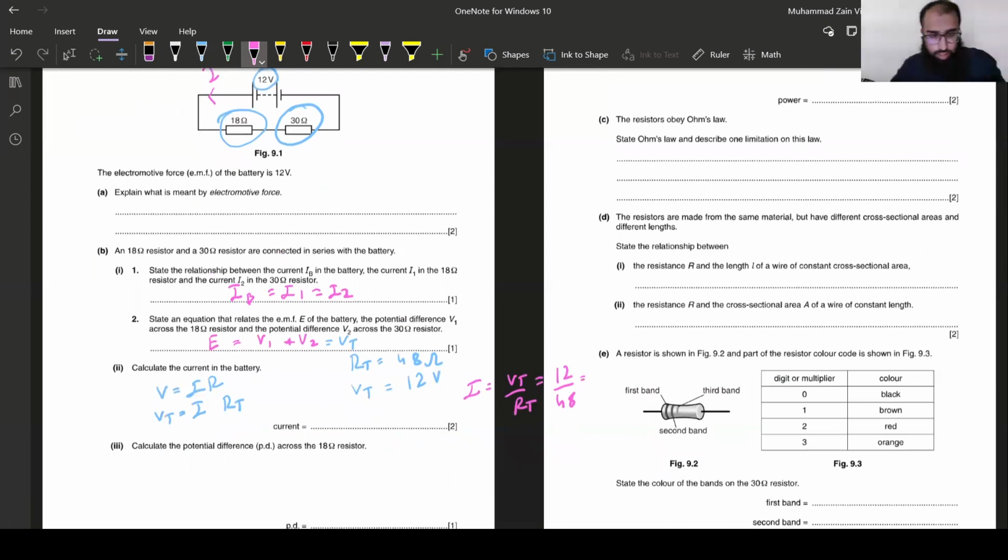Can someone tell me the answer? It would be 0.25 amperes. 0.25 amperes would be the answer.